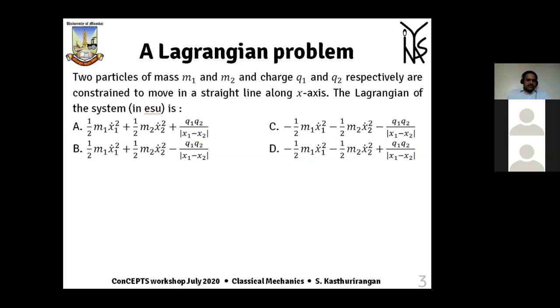I just read the question briefly. There are two particles of masses m1 and m2, and their charges are q1 and q2 respectively. And they are constrained to move in a straight line along the x-axis. The Lagrangian of the system in electrostatic units is given by dash. This is a question. So how do we go about solving this question?